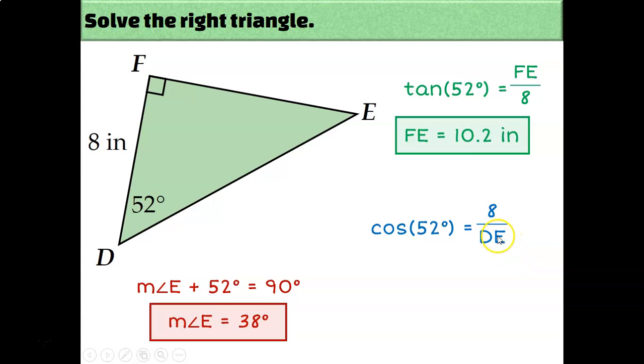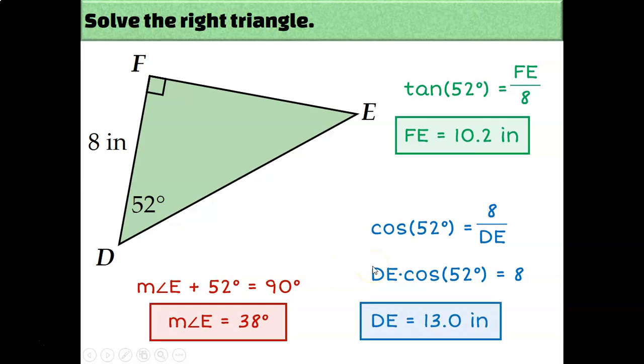To solve, I need to multiply both sides by the denominator, so I get DE times cosine of 52 equals 8. Multiplying by DE gets the DE to cancel out on the right, but it means it moves over here to the left. So we're not quite done yet. I need to divide both sides by cosine of 52 to get to my answer of about 13.0.